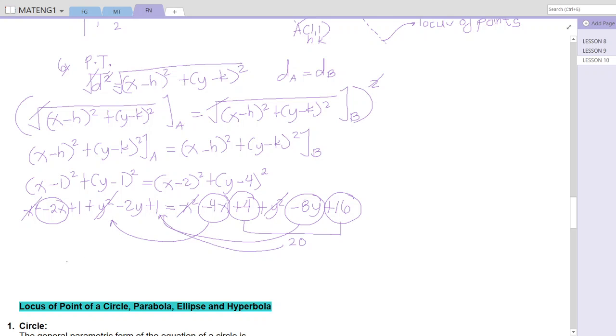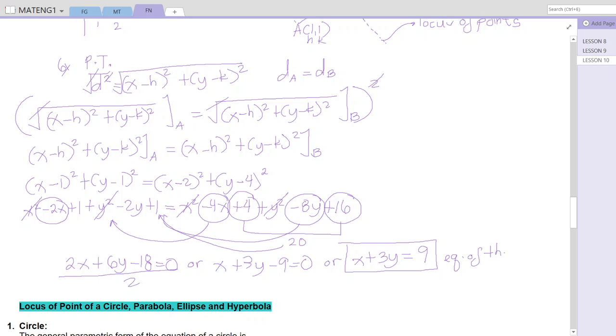Okay, so rewriting that one, that will become 2x plus 6y minus 18 is equal to 0. Or if we are going to simplify this further, since the common multiple is 2, dividing the equation by 2, it will become x plus 3y minus 9 is equal to 0, or we can rewrite this one as x plus 3y is equal to 9. So this will be our final answer. This will be the equation of the bisector, or the locus of points.